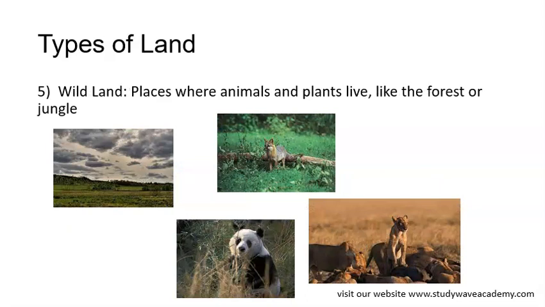Then we have the wild land. The wild land is where animals and plants live, like the forest, the jungle where wild animals live, like lion, tiger, fox, bears. It is where wild animals live, and other types of plants, all those big, big trees. Those are where they live. Okay, did we get that?